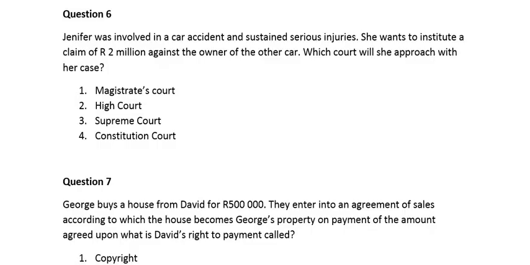Question 6. Jennifer was involved in a car accident and sustained serious injuries. She wants to institute a claim of 2 million against the owner of the car. Which court will she approach with her case? Number 1, Magistrate Court. Number 2, High Court. Number 3, Supreme Court. Number 4, Constitutional Court. So guys, here the correct answer is number 2, which is High Court.